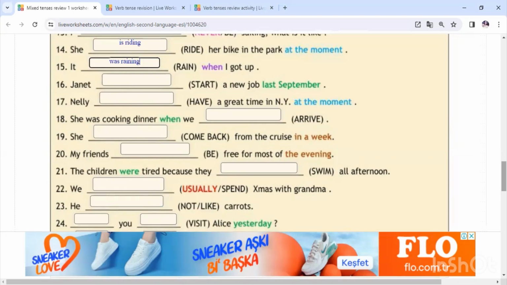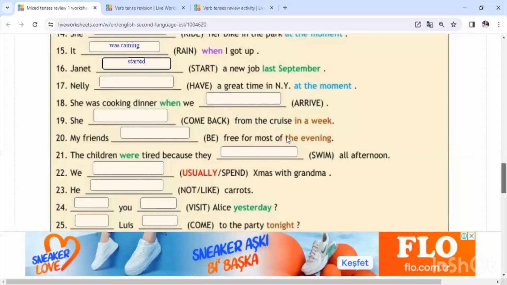Number 16, Çağlar. Janet started a new job last September. Very nice. Translate it, please. Janet son Eylül müydü? Yes. Janet son Eylül yeni bir işe başladı. We don't say son Eylül in Turkish. We say geçen Eylül yeni bir işe başladı. Okay. Yes, Çağlar. Okay, Deniz, I guess it's your turn.